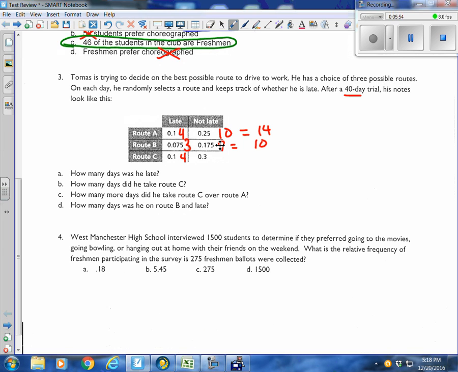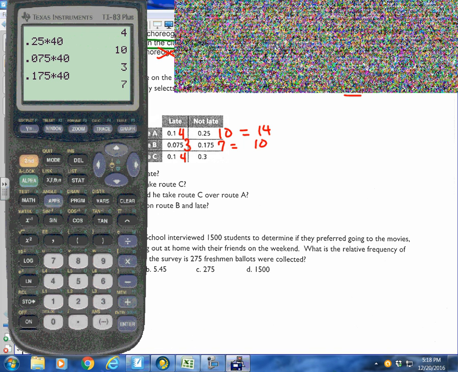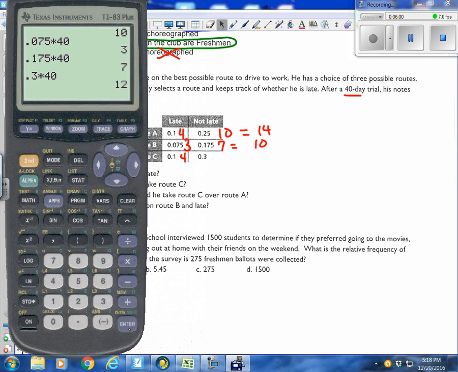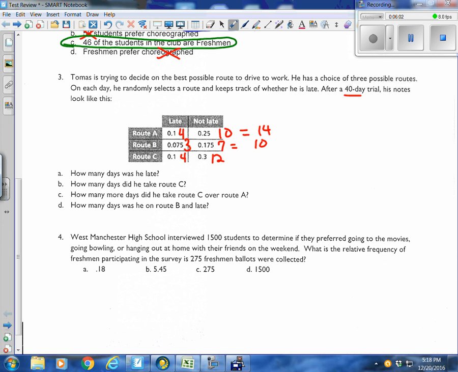And then route C, 0.3 times 40, 12 times. He was not late. So apparently, he drove route C 16 times. So that's my data. How many days was he late?